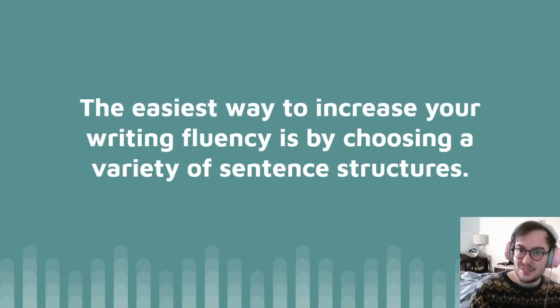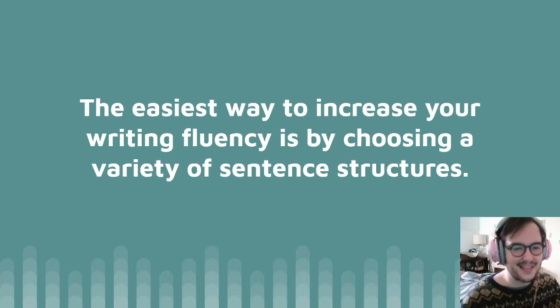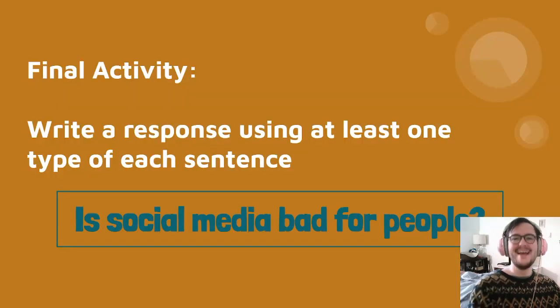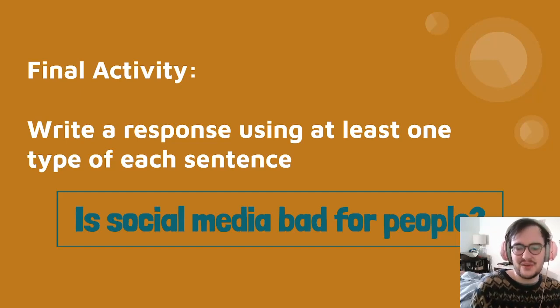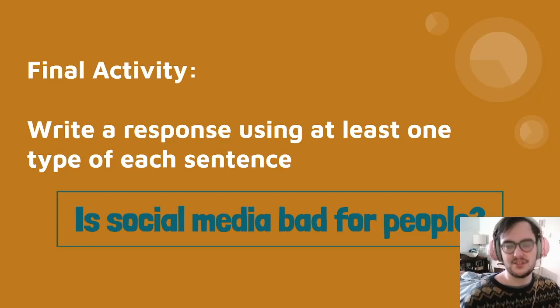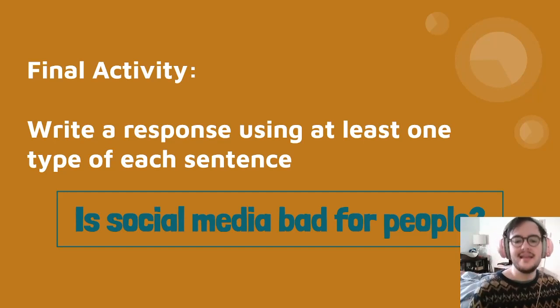Now, the easiest way to increase your writing fluency, of course, is by choosing a variety of sentence structures, and you need to practice that. So to end the video, if you'd like, I have a final activity for you, which is to write a response using at least one type of each type of sentence, okay? Is social media bad for people? That's the little paragraph that we read earlier. I want you to respond. Is social media bad for people? Try to use independent and dependent clauses in your writing.